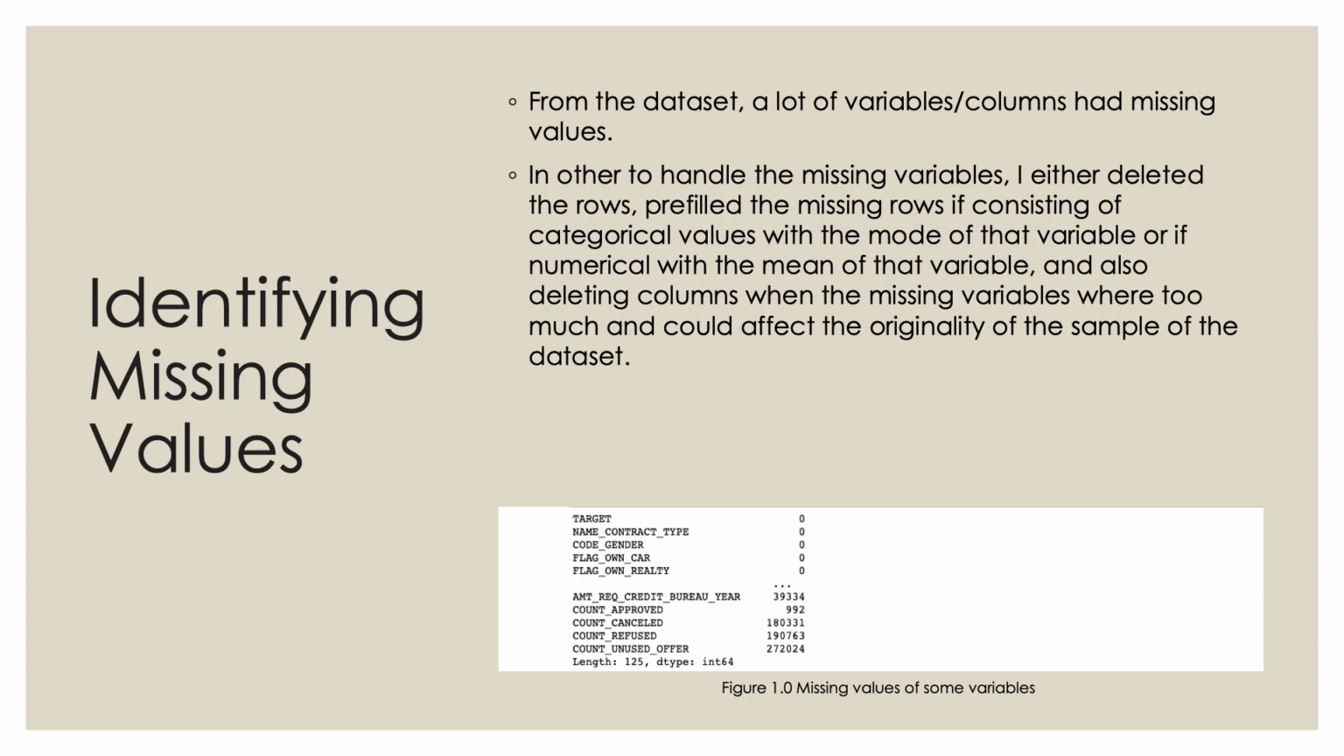But I had other variables that had a lot of missing rows. If there were many missing rows and I felt the column was not useful for my analysis, I would just delete the column. But if it was useful for my analysis, it depended on the type of data in that column. If it's numerical, I would find the mean and use it to prefill the missing values. If they were categorical variables, I'd look for the most frequently occurring value and use that to prefill my missing rows.